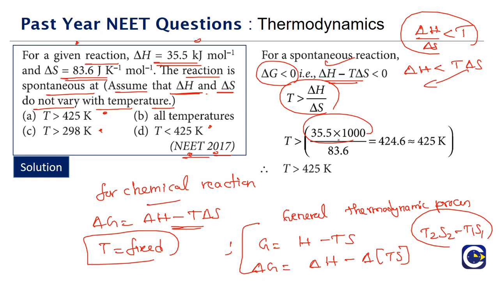Into 1000 will come. Okay. So T must be more than delta H by delta S, right? So we convert this into joule, means we have to multiply by 1000. So 35.5 into 1000 will come, divided by 83.6.